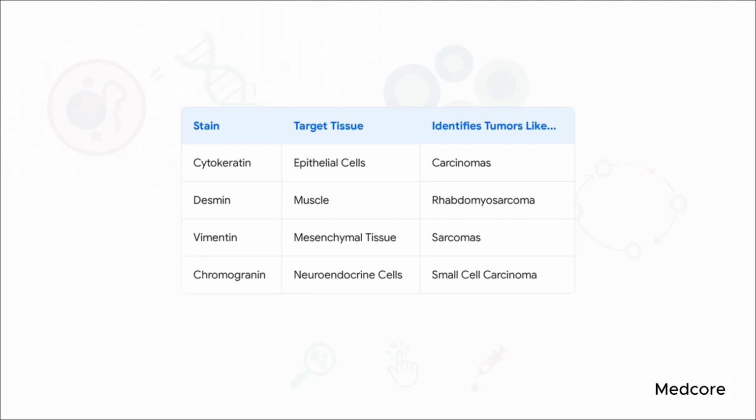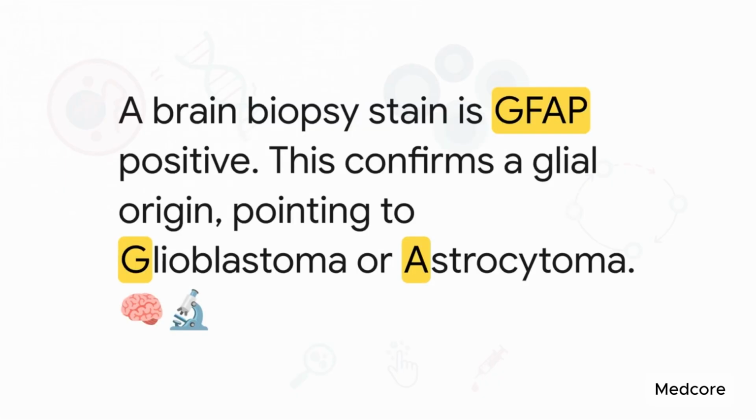For example, cytokeratin is only in epithelial cells, so if a tumor lights up with a cytokeratin stain, you know it's a carcinoma. If it lights up with vimentin instead, you know you're looking at a sarcoma, which comes from mesenchymal tissue. Let's make this real.